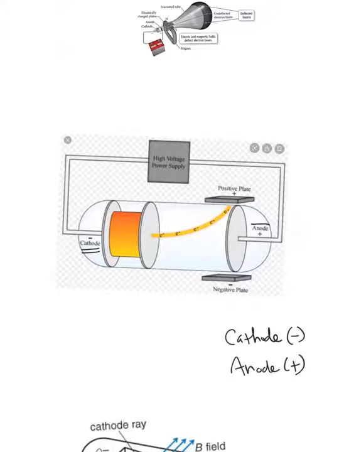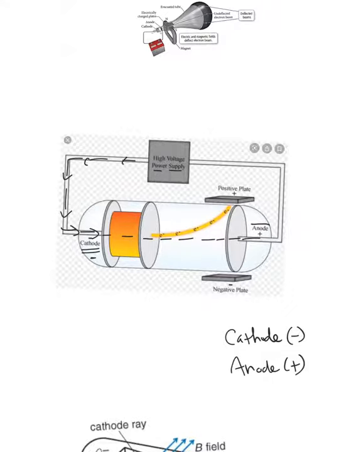Now, if I have a battery, here's the power supply. If I have a battery, the current will move like this, okay? And when it gets to the cathode, which is negative, it will travel in the tube to the positive. It will go from the negative to the positive. It's going like this, from the negative to the positive. Okay, this is the cathode ray.